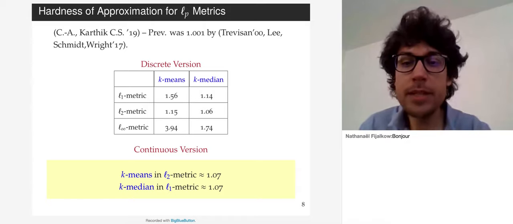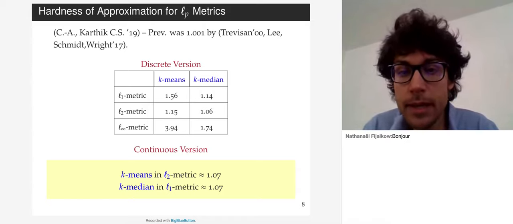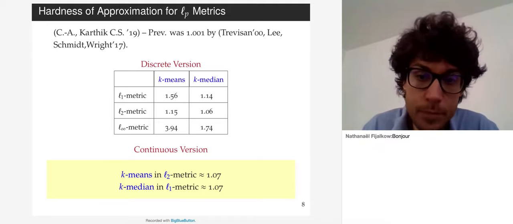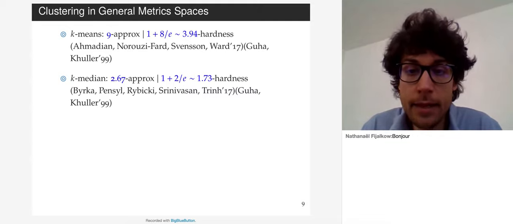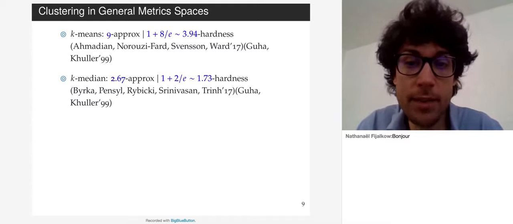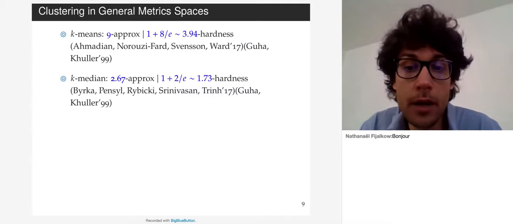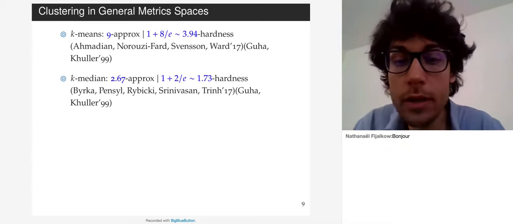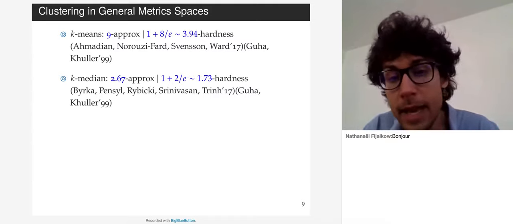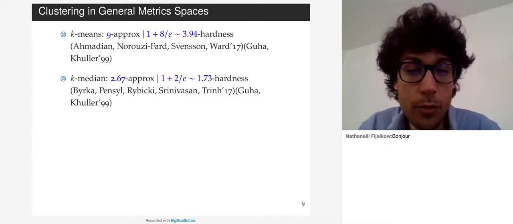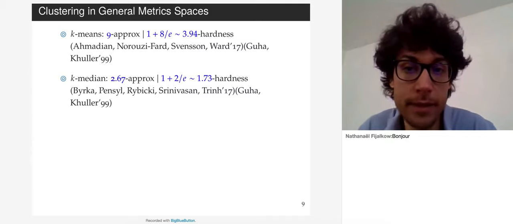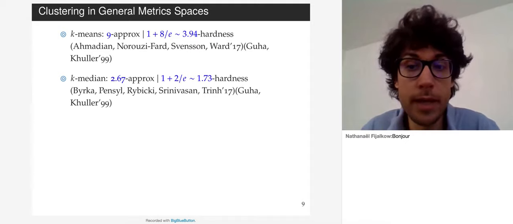So basically, the message from this slide is that if you want something that is truly polynomial, even in Euclidean space of arbitrary dimension, of course, you can't get 1 plus epsilon. And this is also true, of course, in general metrics. In general metrics you have some hardness of approximation because general metrics also include Euclidean space. So in fact the hardness is even higher. Those are pretty old results from the 90s. There is a 3.94 hardness for k-means and a 9 approximation, so there is still a little gap here. Same thing for k-median: there is 1.73 hardness and 2.67 approximation. So there is some hardness in general metrics, and some hardness in Euclidean space, if you want something that is polynomial in everything.